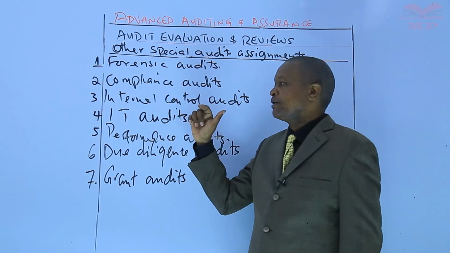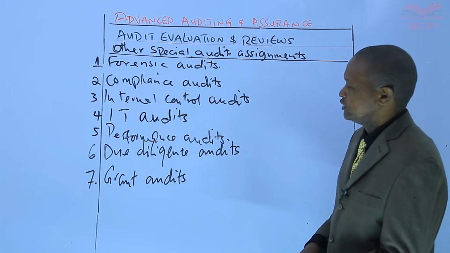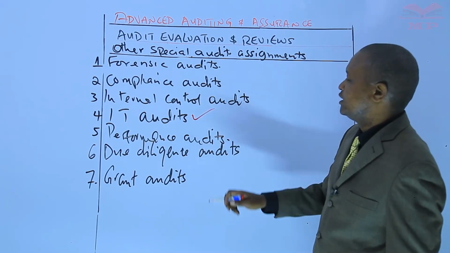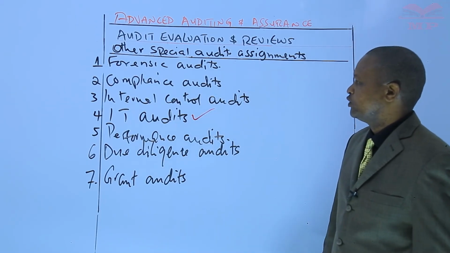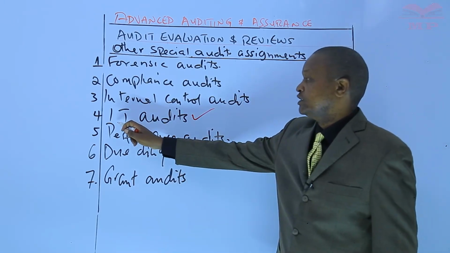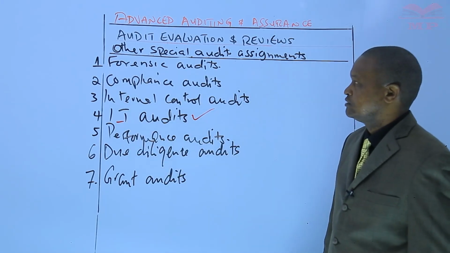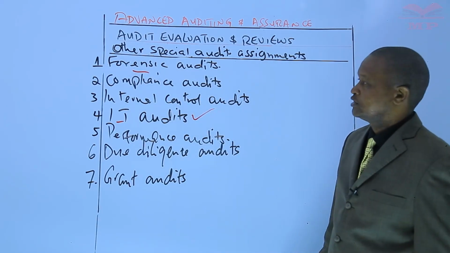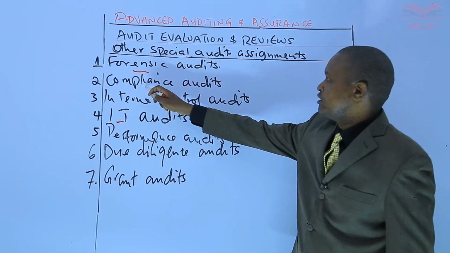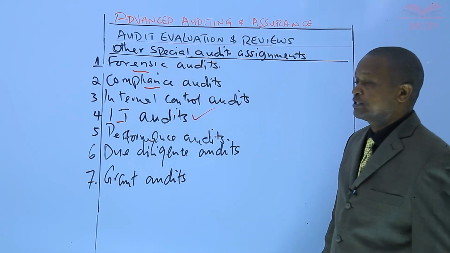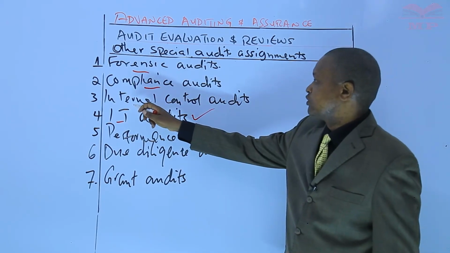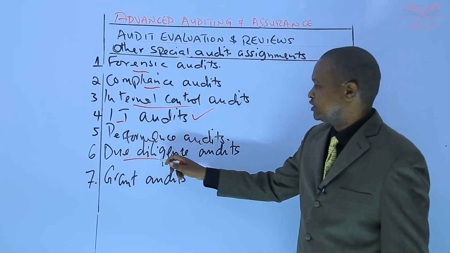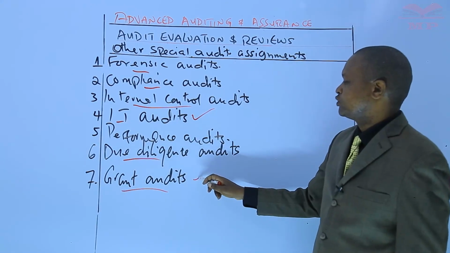If an auditor is to carry out an audit in information technology, then the auditor needs to have expert knowledge in IT. The same as forensic audit. Specialized knowledge is required to carry out compliance audit. Specialized knowledge is required to carry out internal control audits. Specialized knowledge is required to carry out due diligence audits, grant audits, and so on.